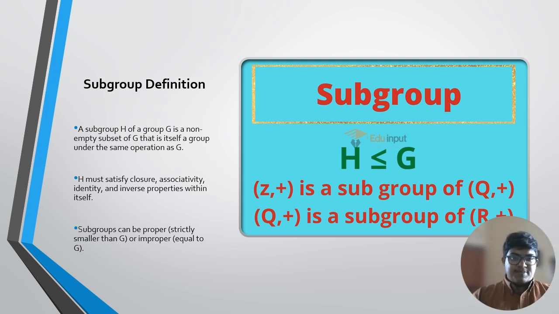Like I said before, the operation performed on the main group is the same operation followed by the subgroup. This subgroup H must satisfy closure, associative, identity and inverse properties within itself. Like I said, if it is a group, it has to satisfy these, so if it is a subgroup, it also has to satisfy all of these. Subgroups can be proper, strictly smaller than G, or improper, equal to G, exactly the same.